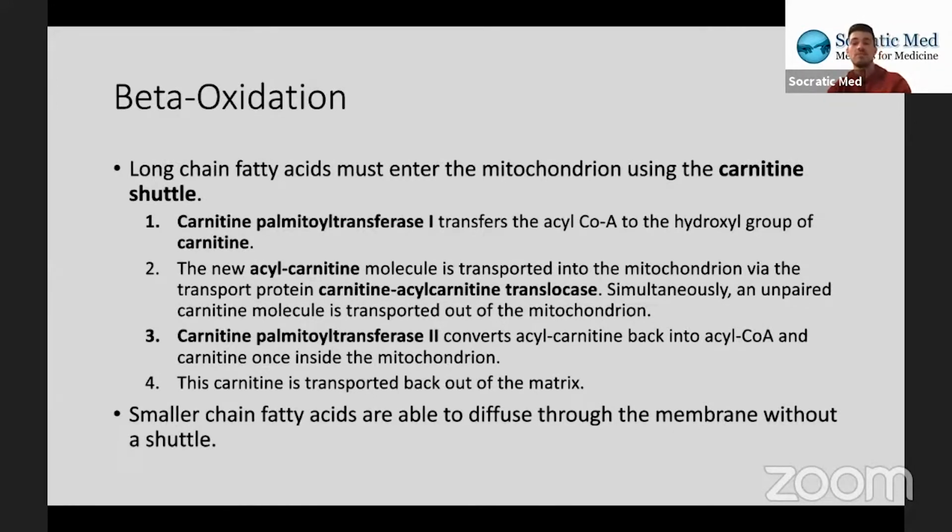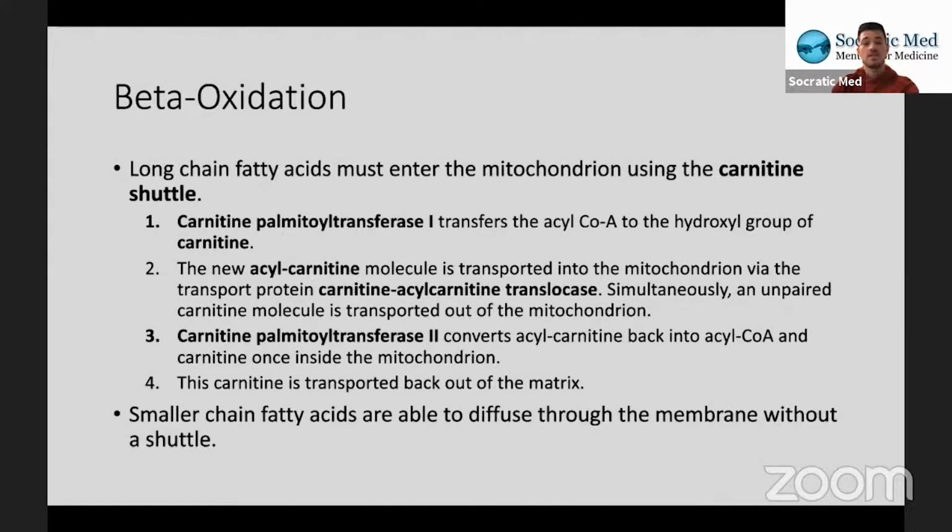So it's what we call an antiporter; one is going in and one is going out. The acyl carnitine is going in because we want to get that acyl group in, and the unpaired carnitine molecule is going out because it's probably going to be used for another shuttle later. That's how we maintain that equilibrium of things going in and out.